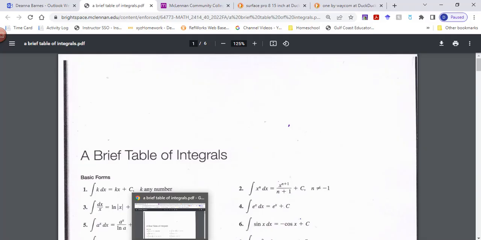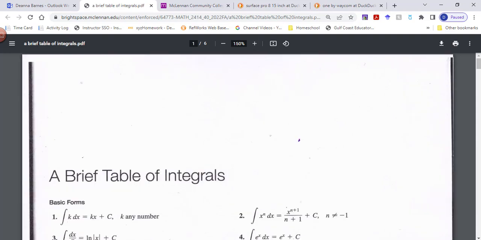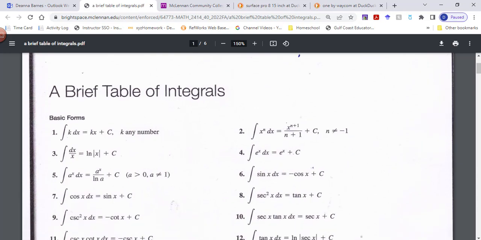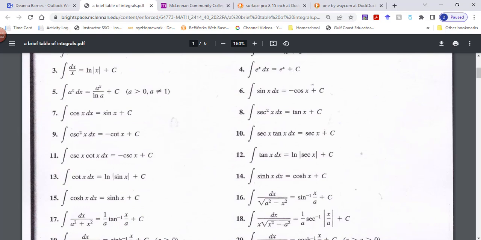I have a copy of an integral table that I've pulled up, and I did put this in Brightspace. So if you lose the one that I just gave you, you can always find it on Brightspace. I want you to pay attention to how the table of integrals is organized. The first few are just the basic integrals that you should have memorized by now.